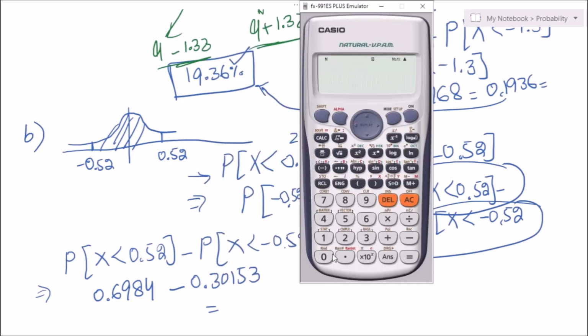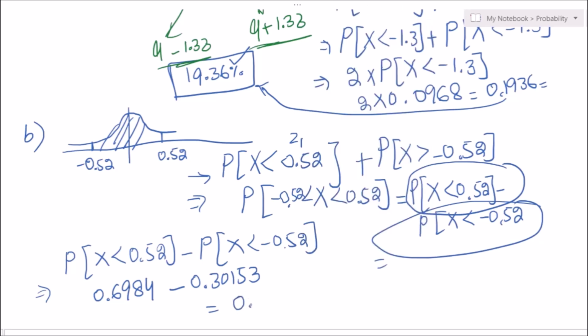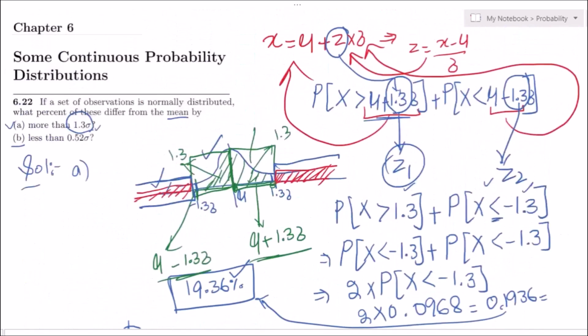So it would be 0.6984 minus 0.30153. This is 0.39687, which is equivalent to 39.7%. Okay, and this is the solution of part B of my question.